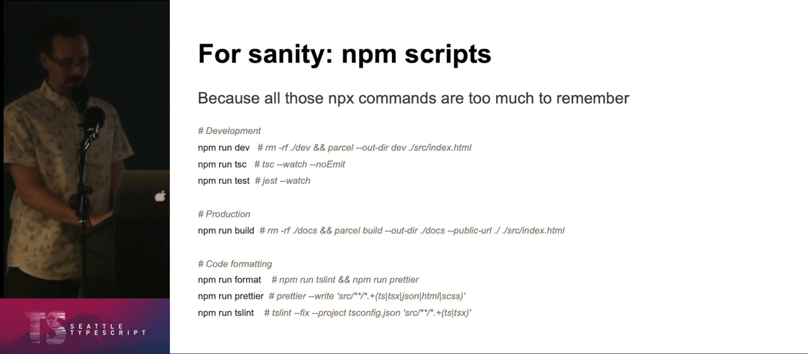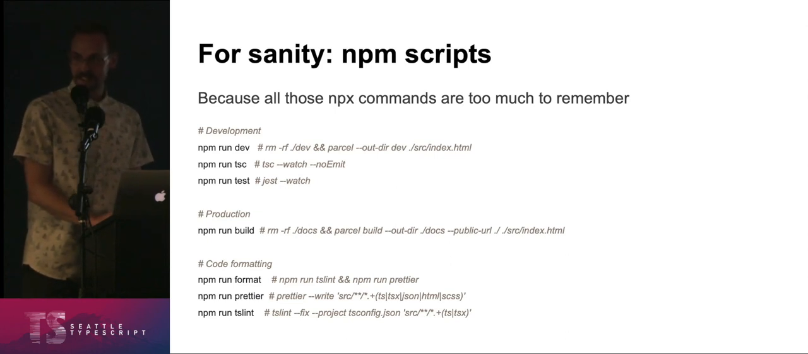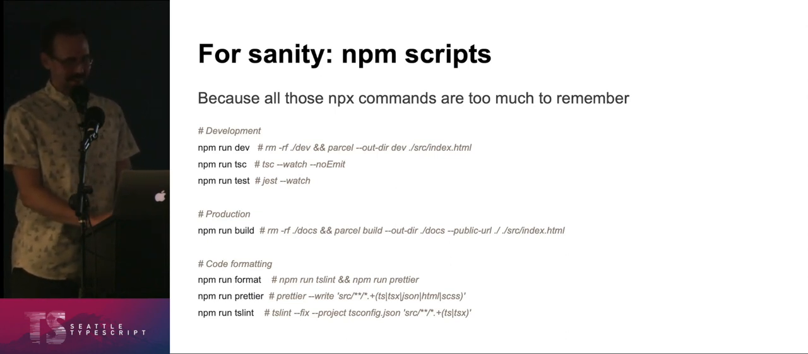When I want to check for types, I just say npm run tsc, and that's tsc plus watch plus don't emit anything. When I want to run my tests that I'm definitely writing all the time, I run this. I've definitely run this before. And that calls Jest with the watch flag. Everyone does this. For production, I just do npm run build. That removes the build directory. It calls parcel with build directory, public URL, index file.